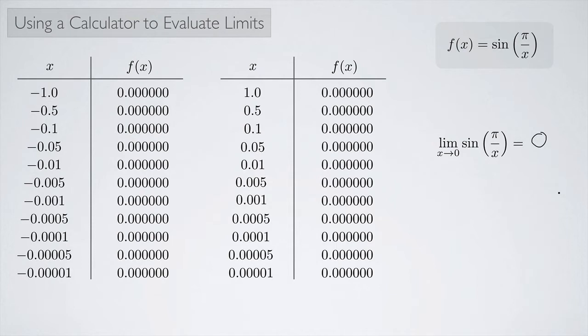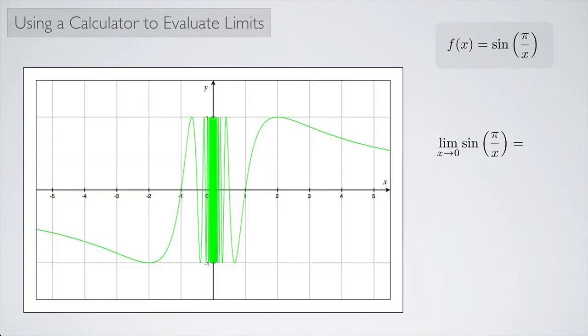As you might guess, there's another problem here. In fact, no, this is not the case. No, the limit is not 0, and let's figure out why. This is another problem that your calculator is having. Okay, so what's going on? Well, the limit as x approaches 0 of sine of pi over x.